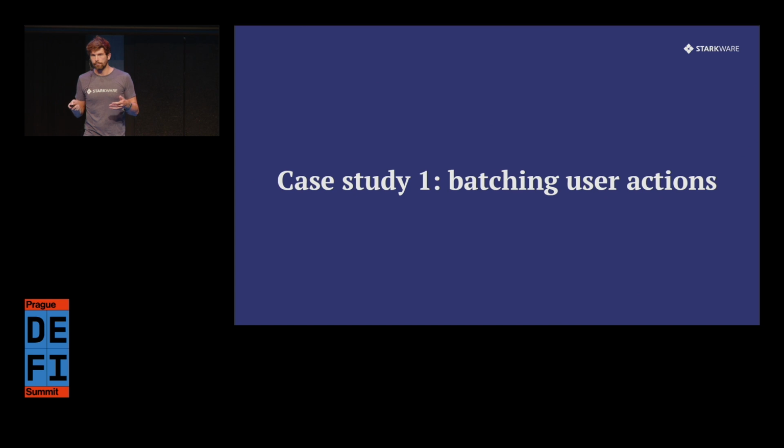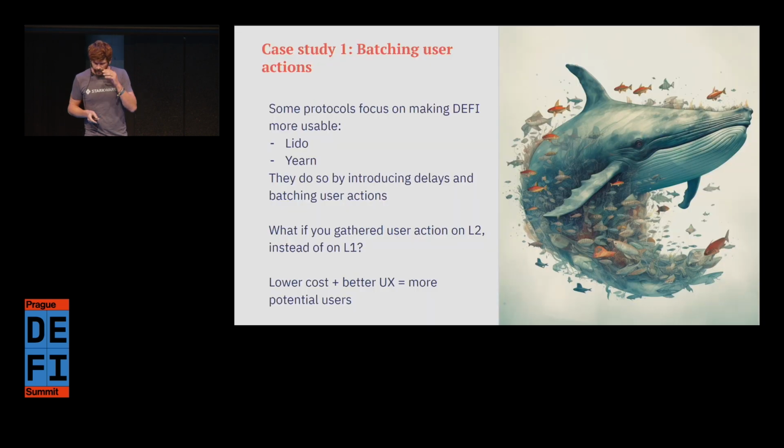The first one would be batching user actions. One of the big issues with DeFi on L1 right now is that it's expensive to do transactions on L1. So it may not make sense to deposit money in, say, a Curve pool if you have only $10 or $20 of liquidity. So what do you do then? Do you just do it on another chain? Well, one way to do it with L2 would be the following.